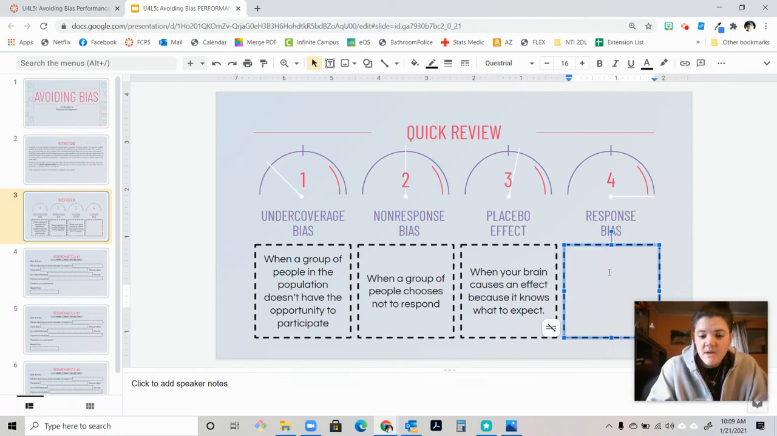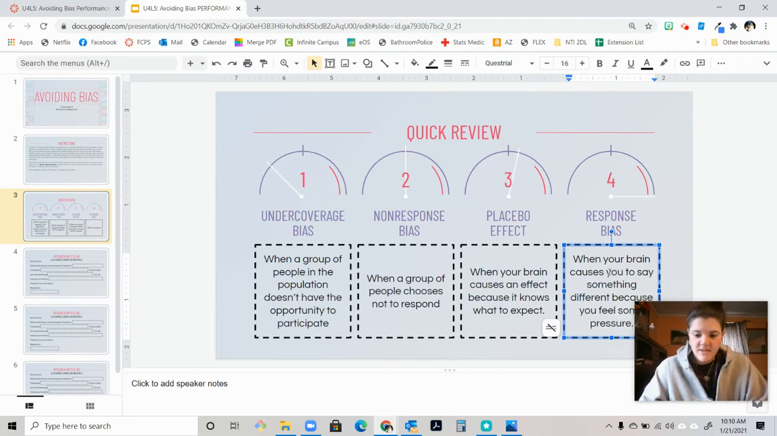Last one that we talked about was response bias. So this is another one where we get data, but it's bad. So this is when your brain changes your answer, so causes you to say something different because you feel some pressure.